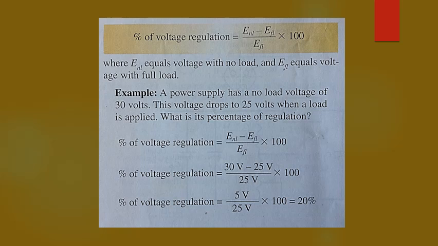The voltage decrease under the load compared to the power supply voltage with no load is called percentage of voltage regulation. It is one factor used to determine the quality of a power supply, expressed mathematically as the percentage of voltage regulation equals ENL minus EFL divided by EFL times 100. That is the equation up top on your screen, where ENL equals voltage with no load and EFL equals voltage with full load.